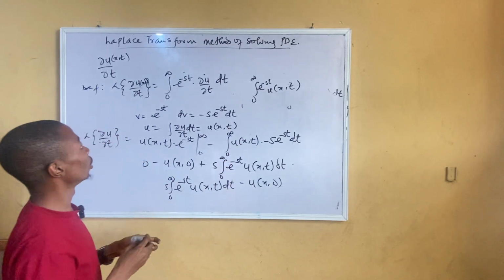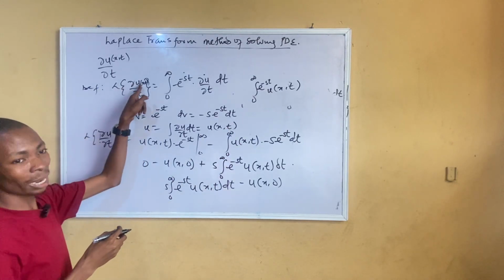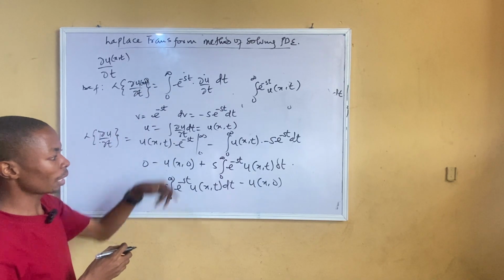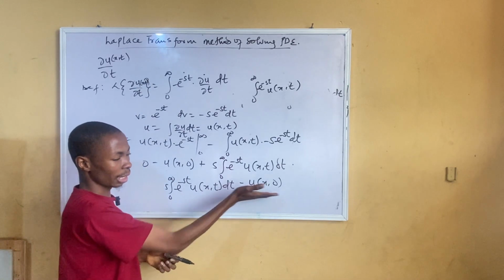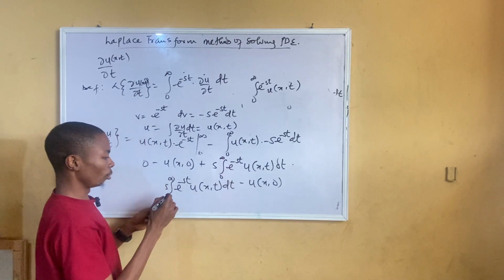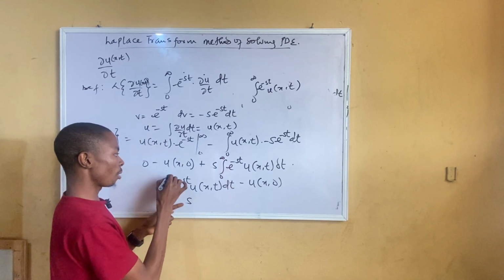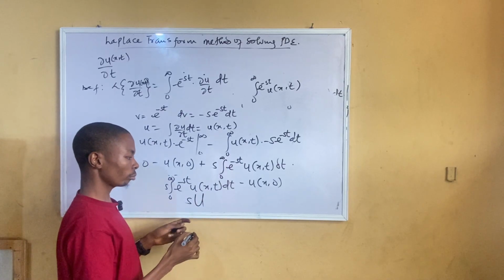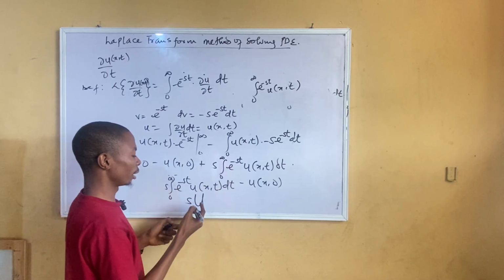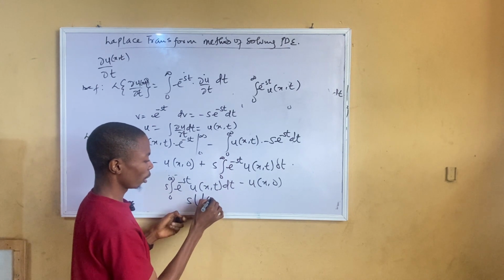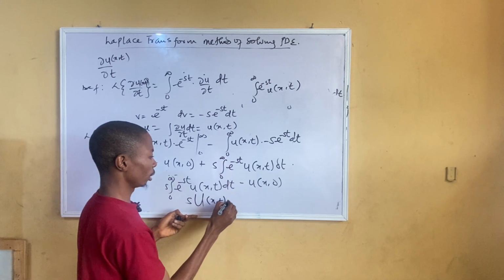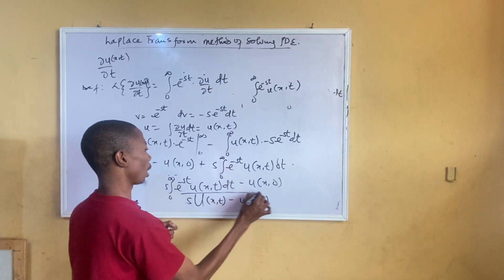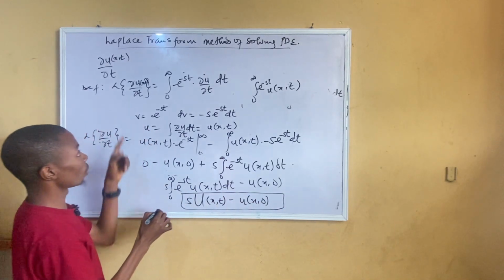Where are we coming from? We are coming from the Laplace transform of the partial derivative of u of x, t. So when you take the Laplace transform, you are going to have it like this. I will now change this Laplace transform of u to big U of x comma s, then minus u of x comma 0. So this is the Laplace transform of du dt, the first derivative.